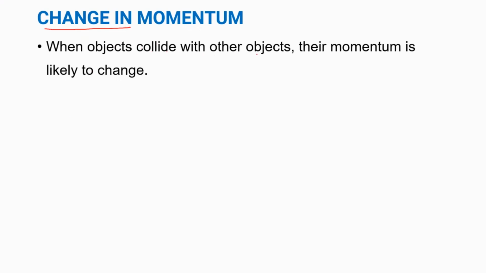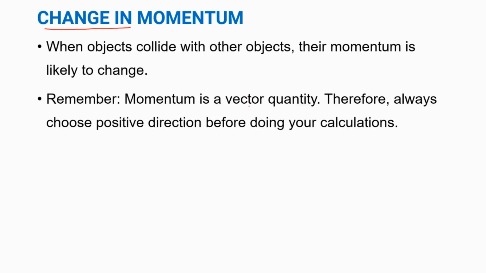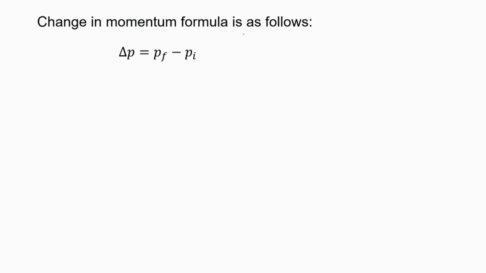When objects collide with other objects, their momentum is likely to change. Remember, momentum is a vector quantity. Therefore, always choose a positive direction before doing your calculations. The change in momentum formula is as follows. Delta P here means change in momentum. This delta is for the change. Change in momentum is equal to the final momentum minus the initial momentum. Please remember this. This is the formula we use to find the change in momentum.